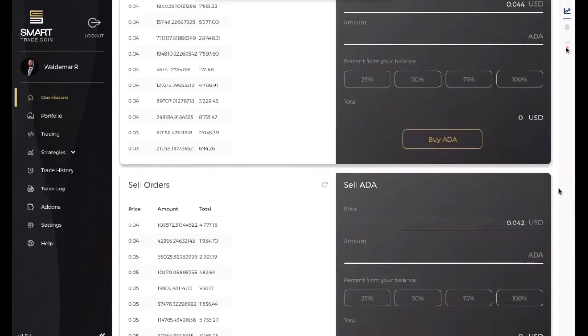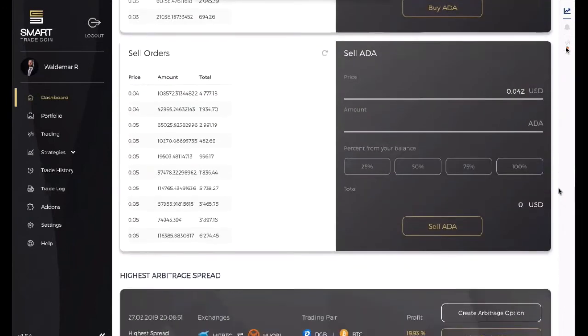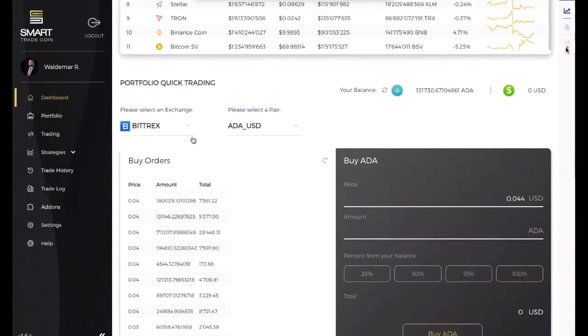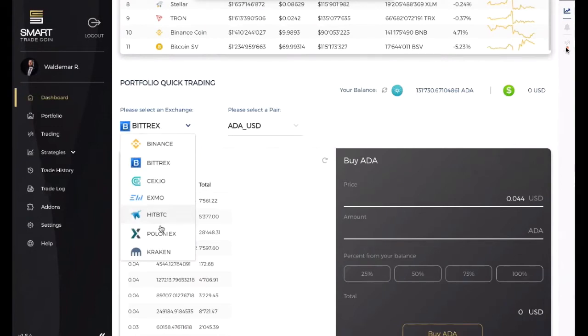Therefore, if this is done differently, then it's necessary to go to each exchange separately, and each exchange has a different interface. In each exchange, you need to figure out where to find something, where to sell and where to buy, where I can see my balance. This is especially not very easy for beginners who have entered the crypto market.